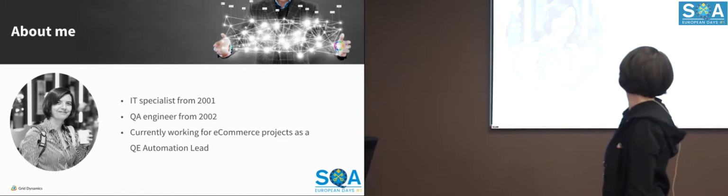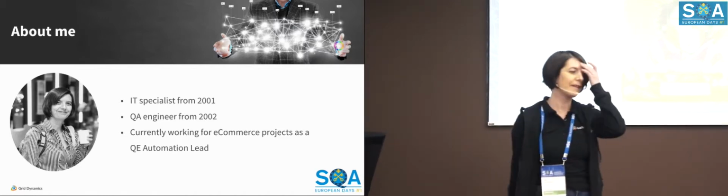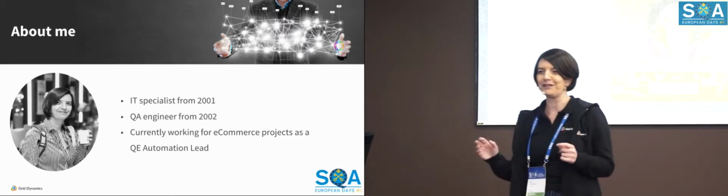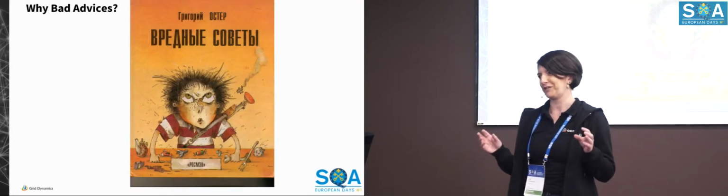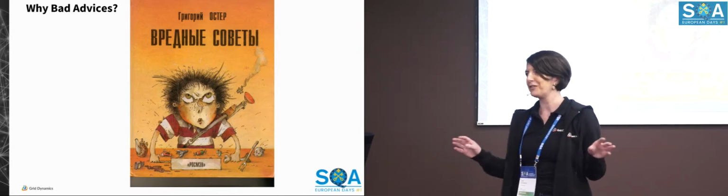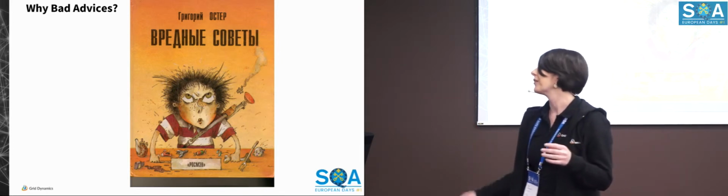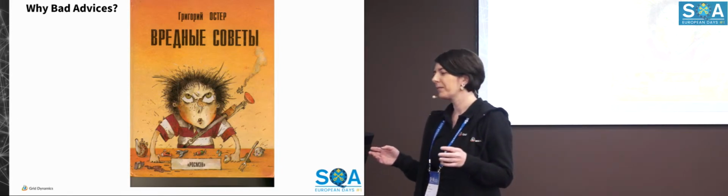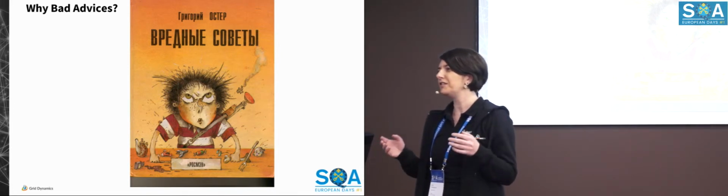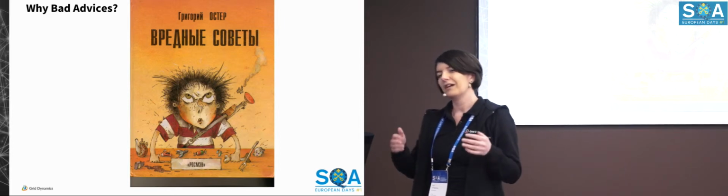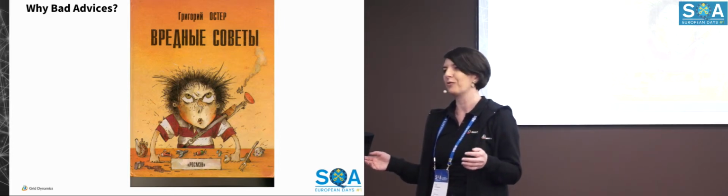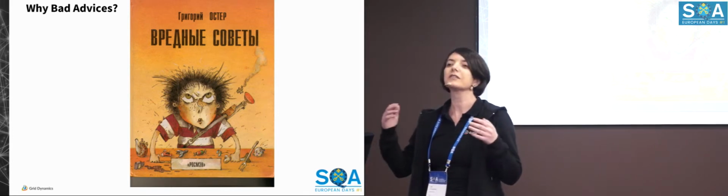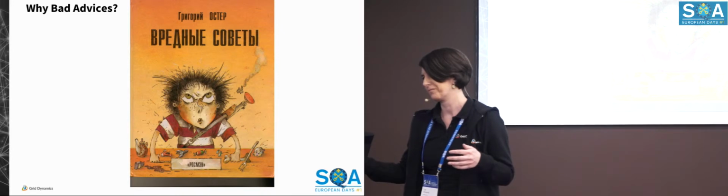Why bad advices? For the guys who are not from Russia: in Russia, we have a very, very famous children's book named Bad Advices, the same. This is a book for unruly kids, for bad kids, who do everything on the contrary. And the author thought that if some kid reads this book with advices on how to get a bad mark at school, how not to listen to parents, how to be rude with their friends and so on, that unruly kid who does everything on the contrary will read the book and will do everything in reverse, and will be good after this book.